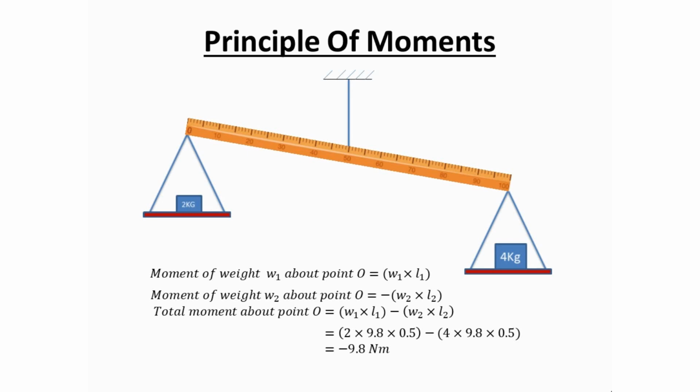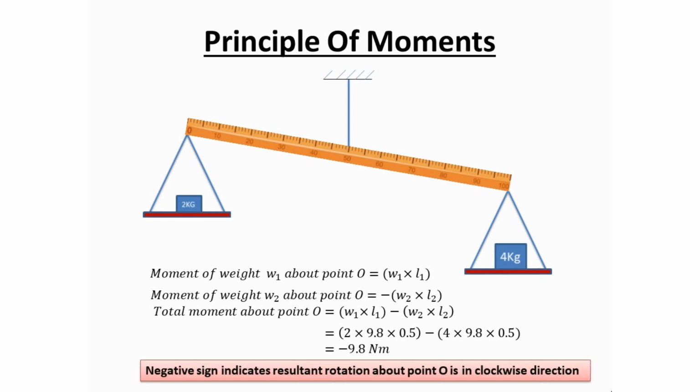Substituting the values, 2 into 9.8 into 0.5 minus 4 into 9.8, that is W2, multiplied by 0.5, because 50 to 100, that is equal to 50 centimeter, which is equal to 0.5 meter. So after calculation we get the answer as minus 9.8 Newton meter. Now this negative sign indicates the resultant rotation about point O is in clockwise direction, that is the resultant moment about point O is in clockwise direction.